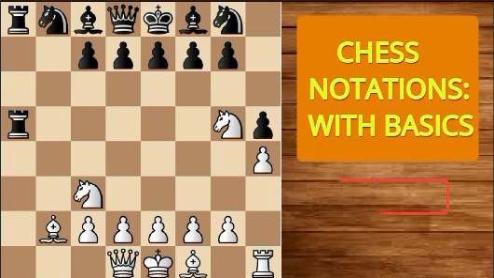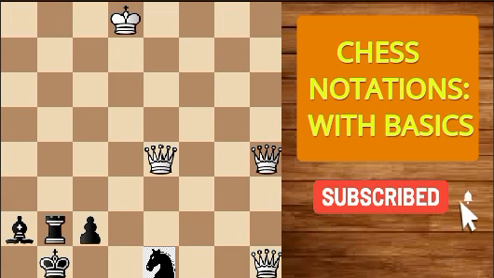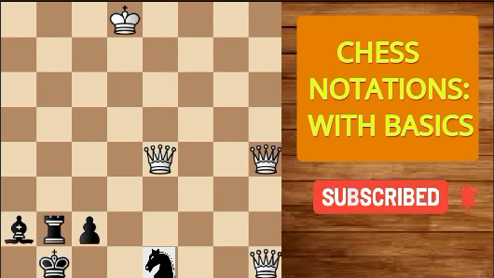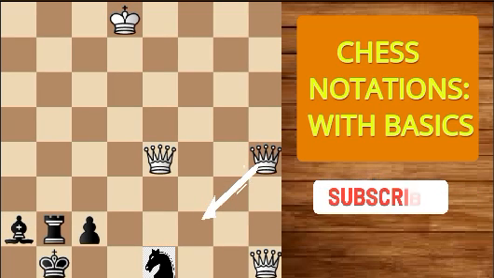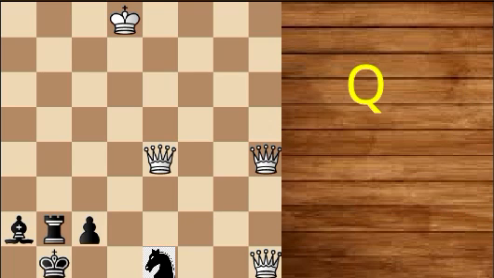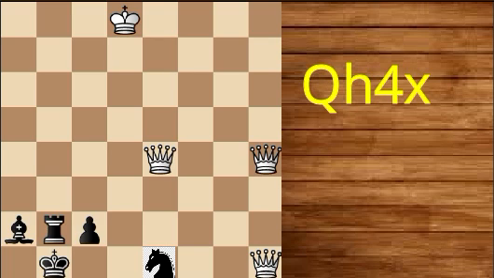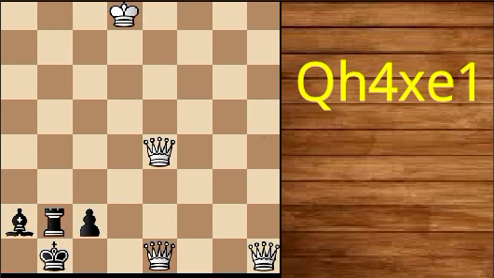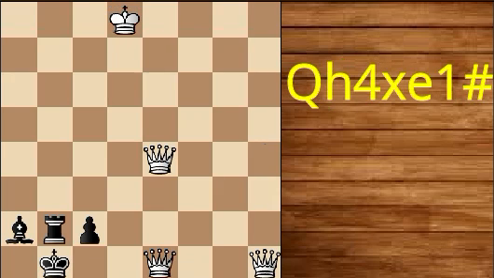Here's a unique example. White has these 3 queens because of multiple pawn promotions. In this position, it is White's turn and he wants to capture this knight with this h4 queen. So we start with Q for the queen. Now we cannot use h since even this queen is on the h file. We cannot use 4 either since this queen is also on the 4th rank. Therefore, we will have to specifically use h4 to identify this queen. After this, we use x for the capture, followed by e1 which is the destination square, followed by this hash because it is also a checkmate. This is one of the most complicated examples you will see when it comes to chess notation.